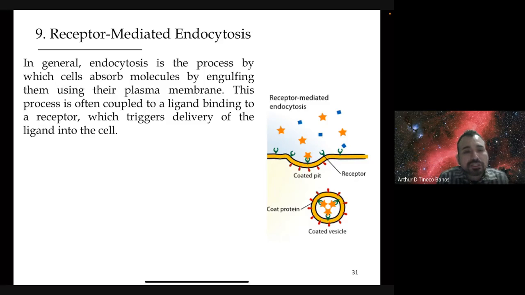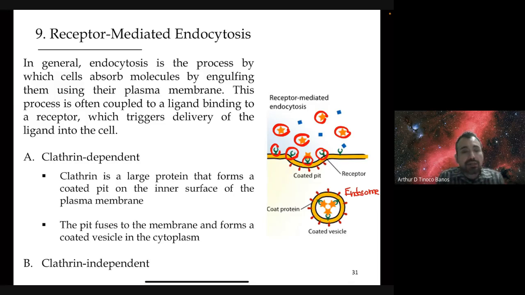This process is often coupled to a ligand binding to a receptor, which triggers delivery of this ligand into the cell. All right, so we just have this visual over here. And so you have these green protein receptors, okay, that will recognize the substrates here, these star substrates. That recognition results in a signal that now the membrane has to undergo this endocytotic process that will basically lead to the formation of what is known as an endosome. So this is basically the feature of an endosome.